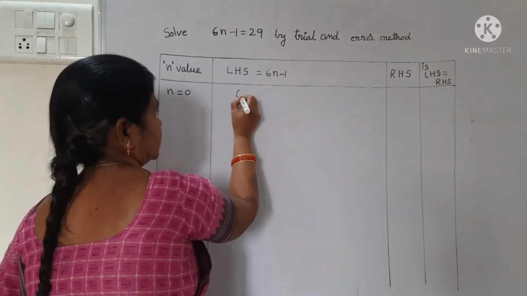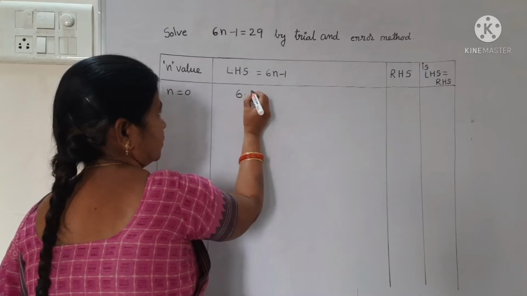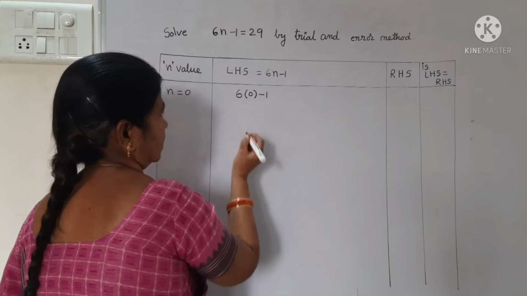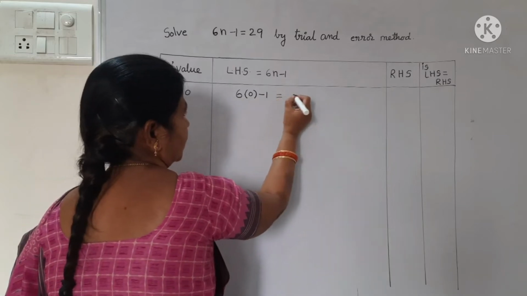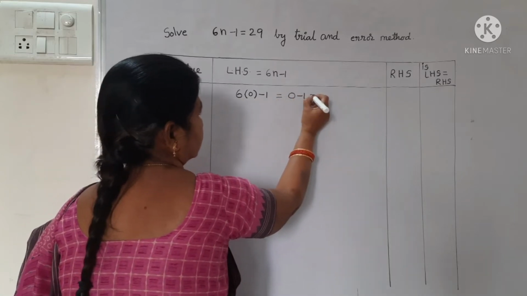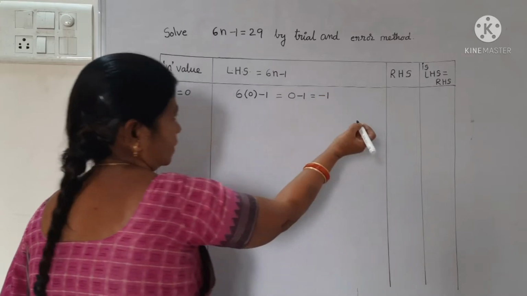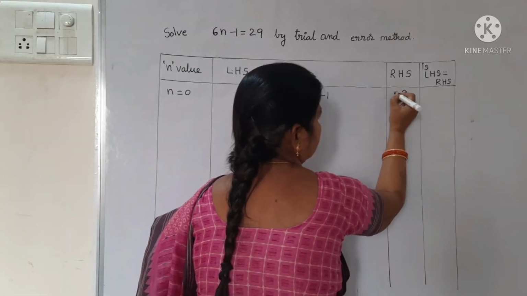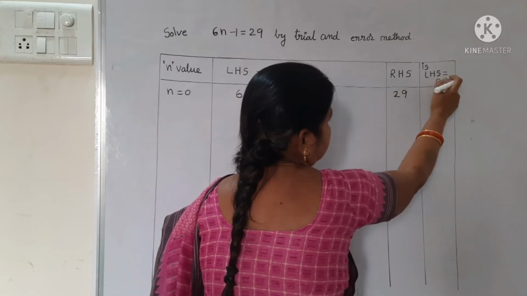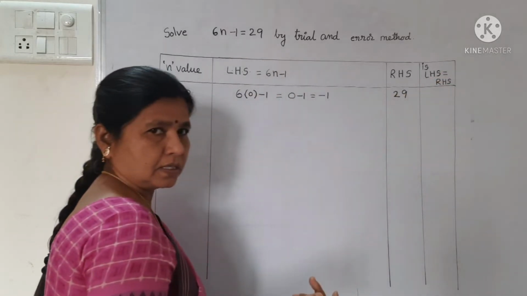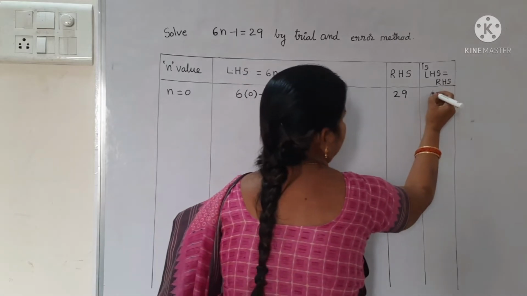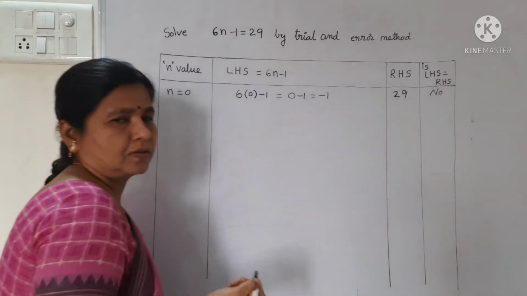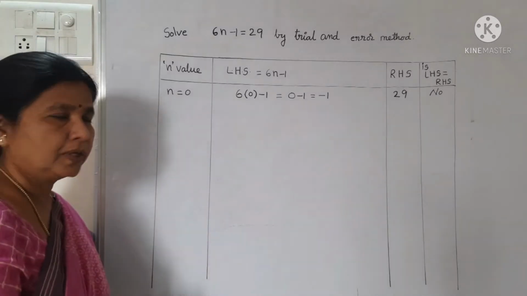So here, 6 into, in the place of n we are writing 0, minus 1. 6 into 0 is 0. 0 minus 1 we get minus 1 and our RHS is 29. So, is LHS equal to RHS? No. So it is not equal. So it is not the root.